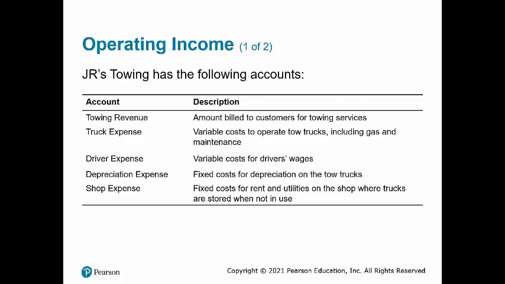So for this objective, we are going to use JR's Towing as an example. The company owns a small fleet of tow trucks used to pick up cars involved in accidents and mechanical breakdowns. The cars are delivered to local repair shops, and we can see from the slide that they have towing revenue, then they have two variable costs, truck expense and driver expense, and then they have two fixed costs, their depreciation expense and their shop expense.